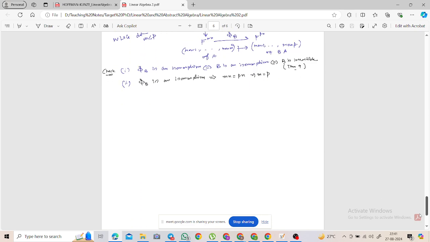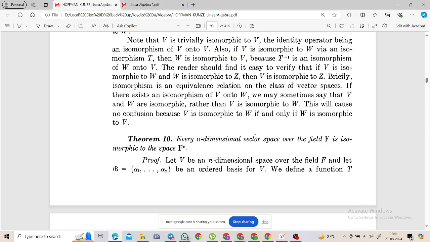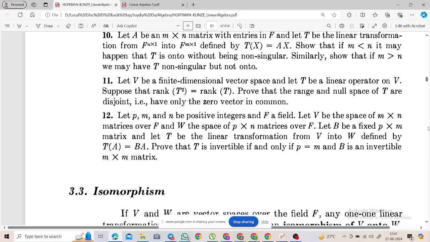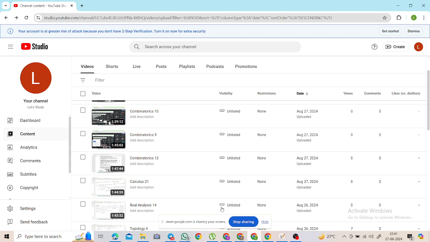12 B is an cross and matrix. 12. Yes, we completed this. Okay, so today we start 3 isomorphism.